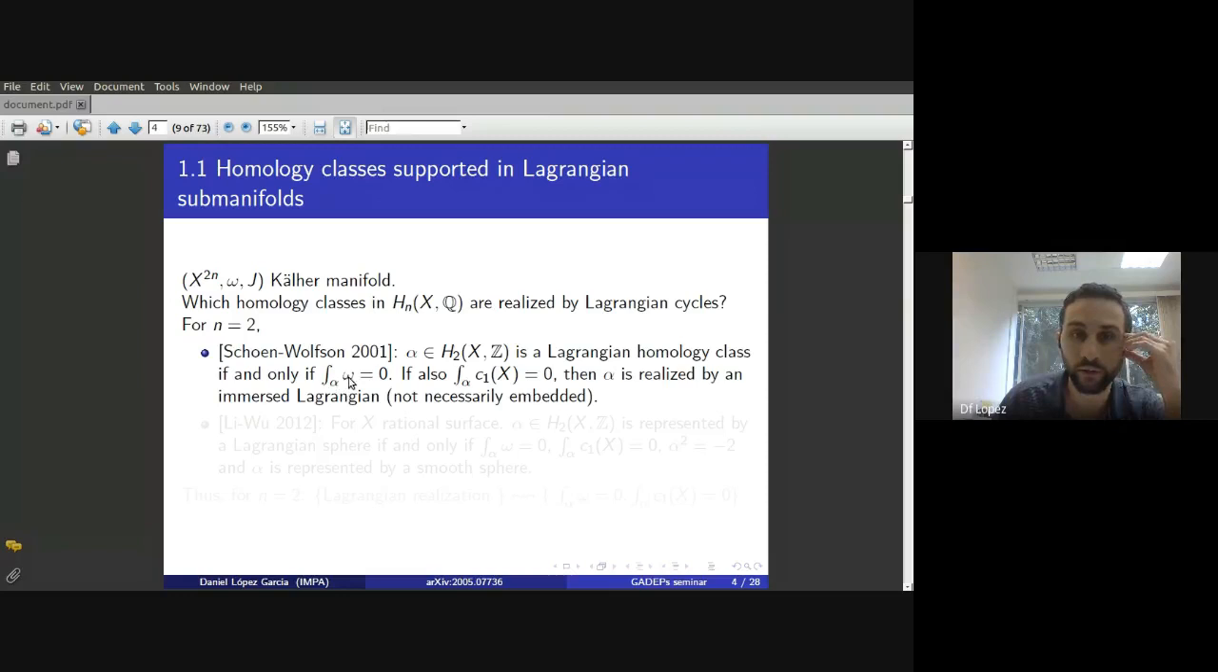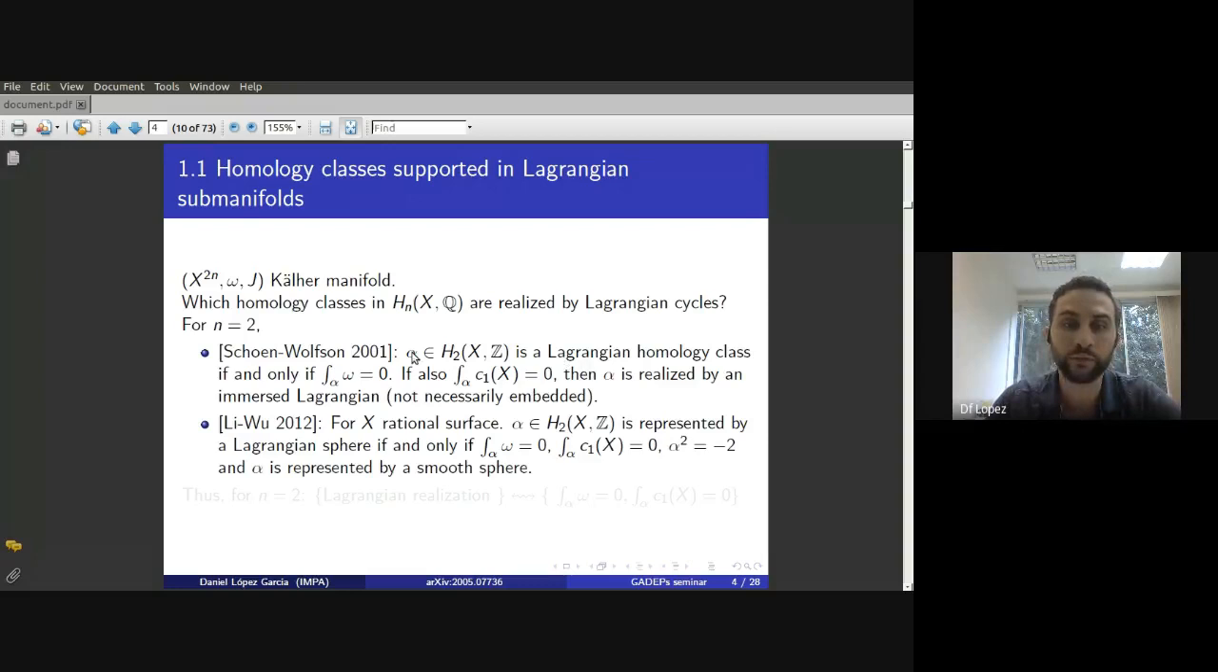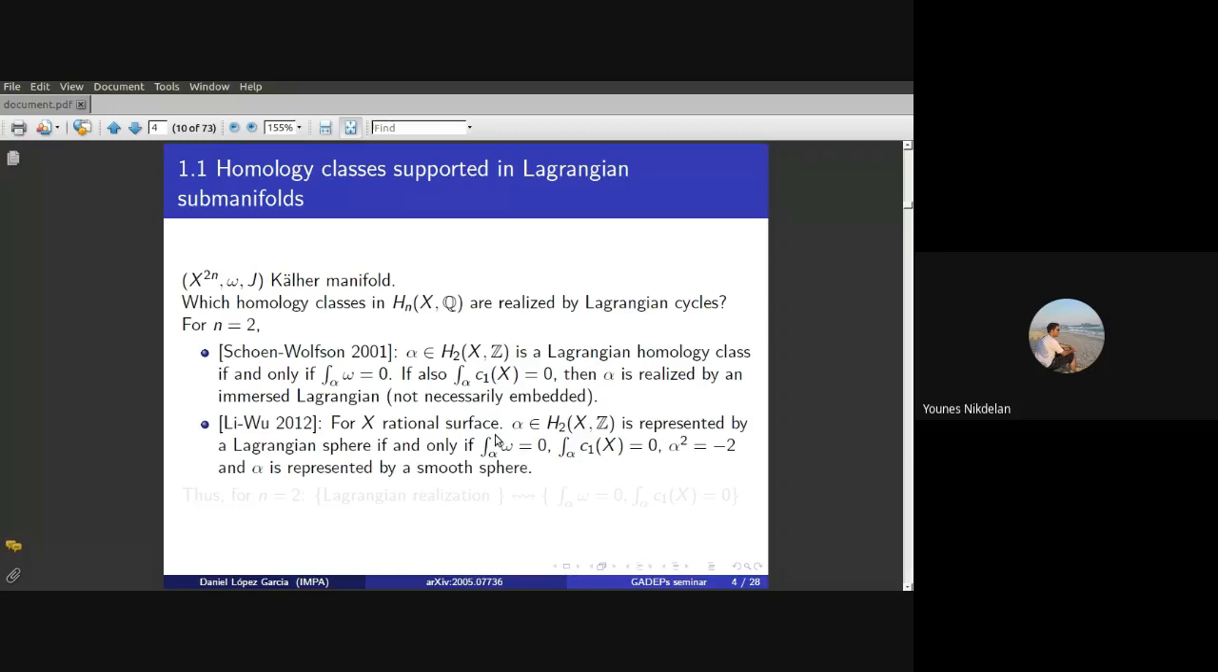But in this case, the variety that realizes this alpha could be singular, having some singular points. If we also state the condition that the integral over the first Chern class is equal to zero, then alpha is realized by an immersed Lagrangian. In this case, it's not necessarily an embedded manifold. Another result, by Li and Hu in 2012, is for a rational surface. We have again a two-homology class. Here the first Chern class can be zero. Yes.